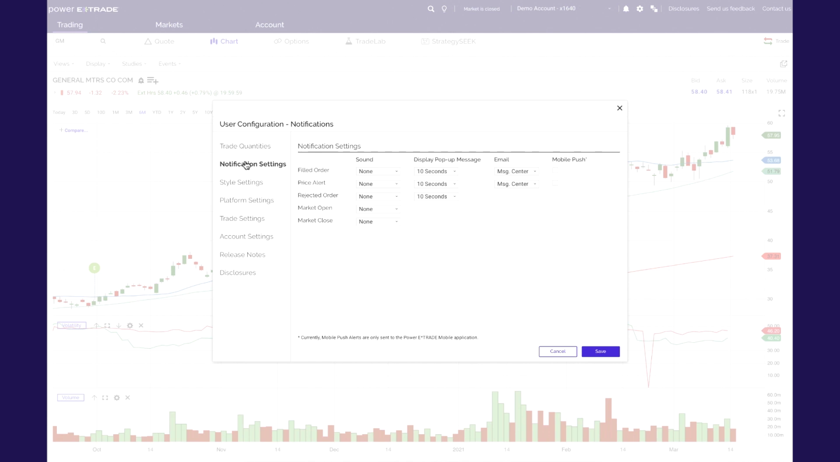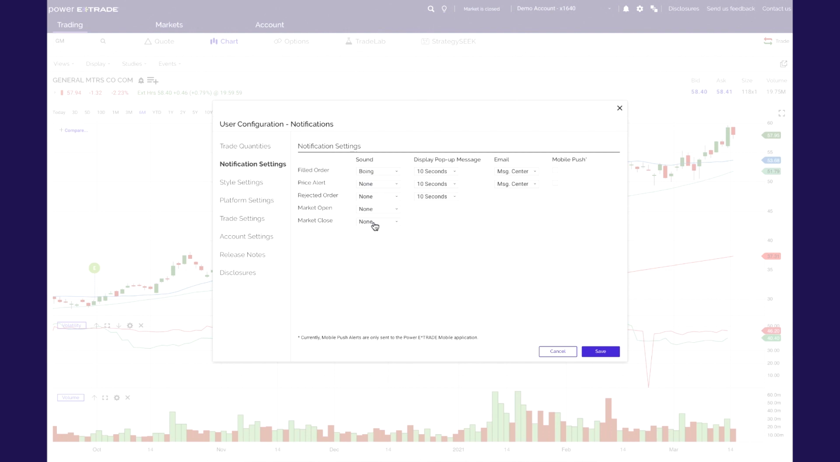The other thing that I think is kind of fun is going to be the notification settings. Not really a ton of utility in here, but it's a little bit fun anyway. From here, I can create notification sounds to have the order filled, to have a price alert, to have a rejected order, market open and market close. Now, I do not have the sound set up here because I don't want this making sounds when I'm doing a webinar or doing a recording like this, but I can create all sorts of different sounds.